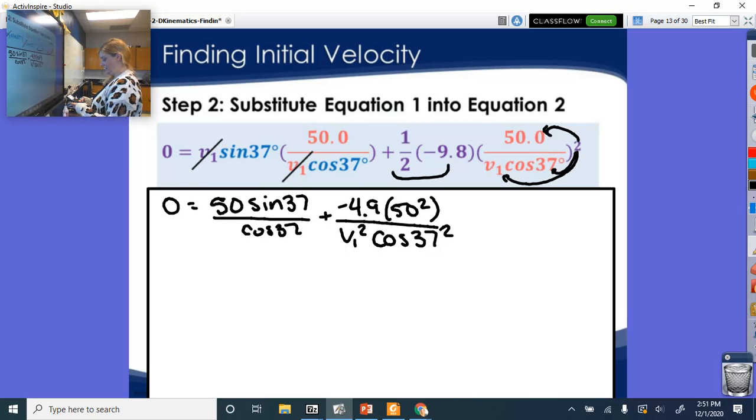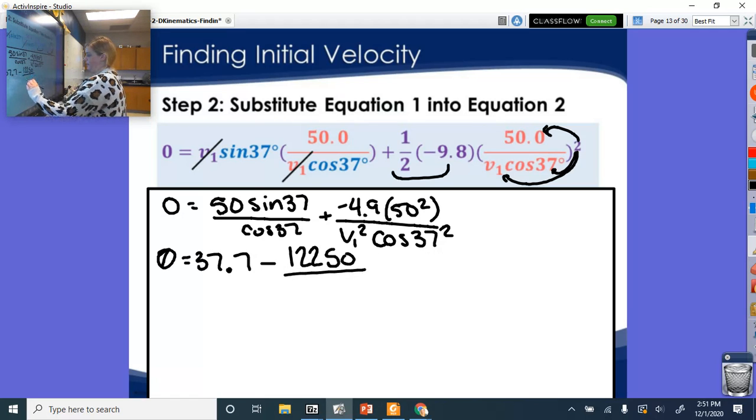50 times sine 37 divided by cosine of 37. So 0 equals 37.7. And then I'm going to work on my second part. So 4.9 times 50 squared. I'm going to go ahead and just put the minus over here from my negative 4.9.